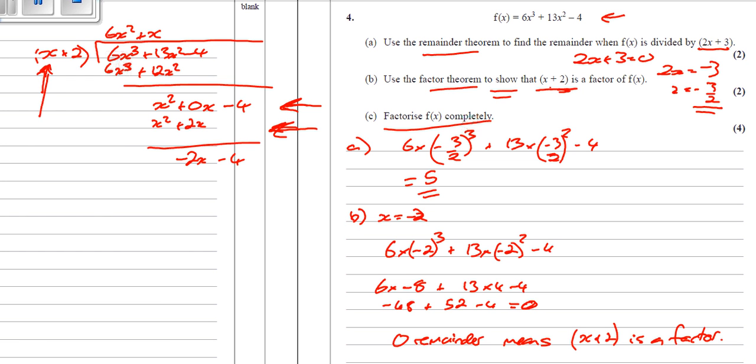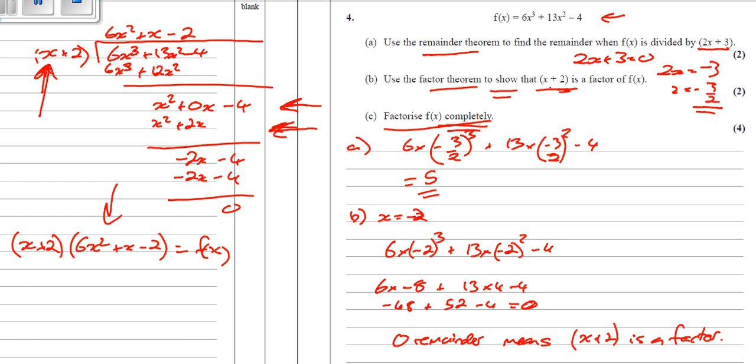Then what would you multiply this x by again to get minus 2x? That's going to be minus 2. So if we do that, minus 2 times x is going to be minus 2x. Minus 2 times 2 is going to be minus 4. And we know we've done it correctly because we get a 0 there. So now what we can say is that x plus 2 times 6x squared plus x minus 2 equals our function of x. However, that's not factorized completely. That's factorized a little bit, but not completely.